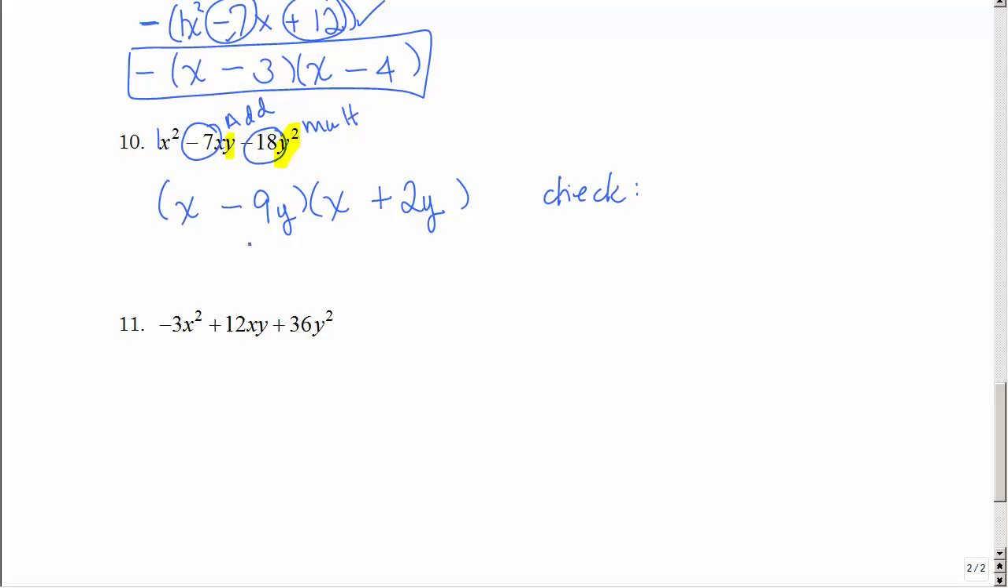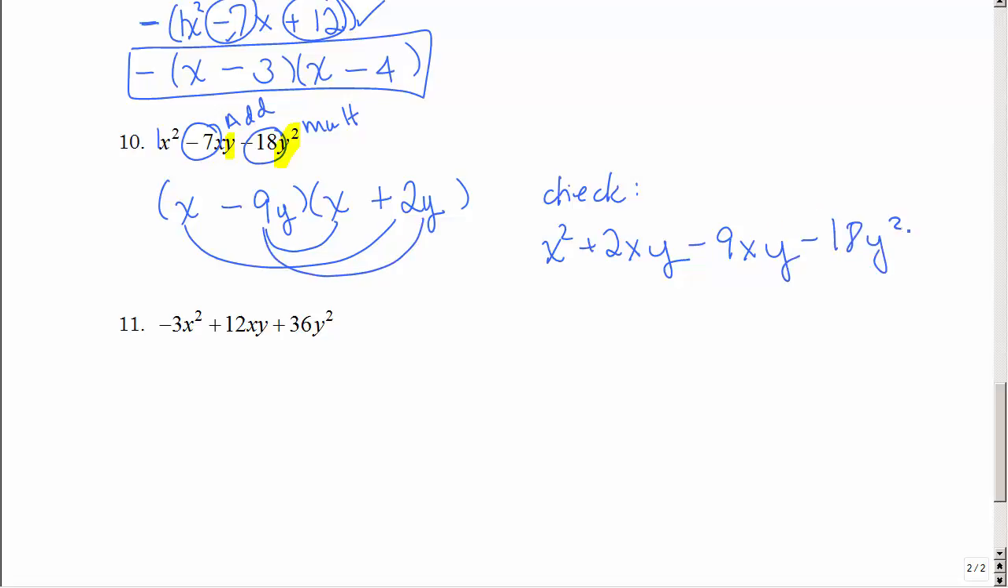Let's do that FOIL. So x times x is x squared. And when I multiply that, I'm going to get 2xy. Multiply that out. That's minus 9xy. And then I get -18y squared. And if I put that together, I'm back to where I started out from. So don't panic if you see that xy in the middle. It's just going to separate the x's and the y's in the parentheses.